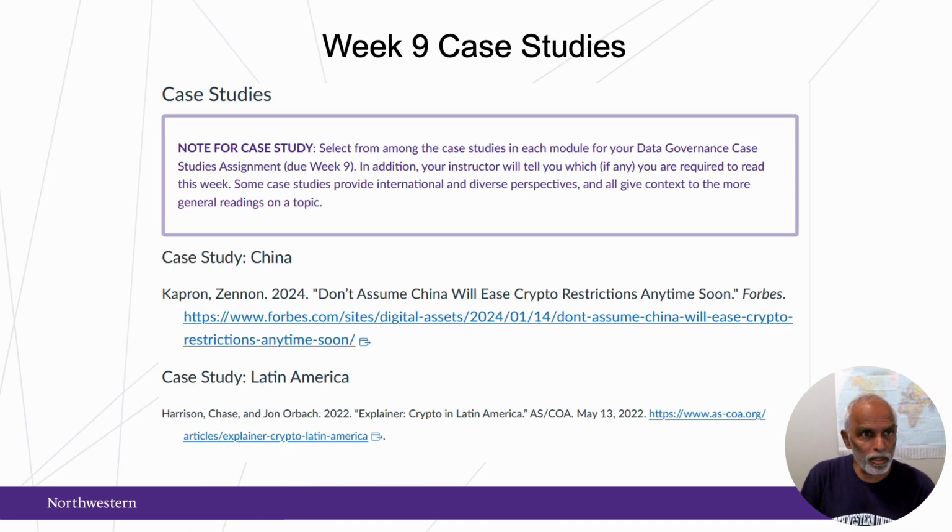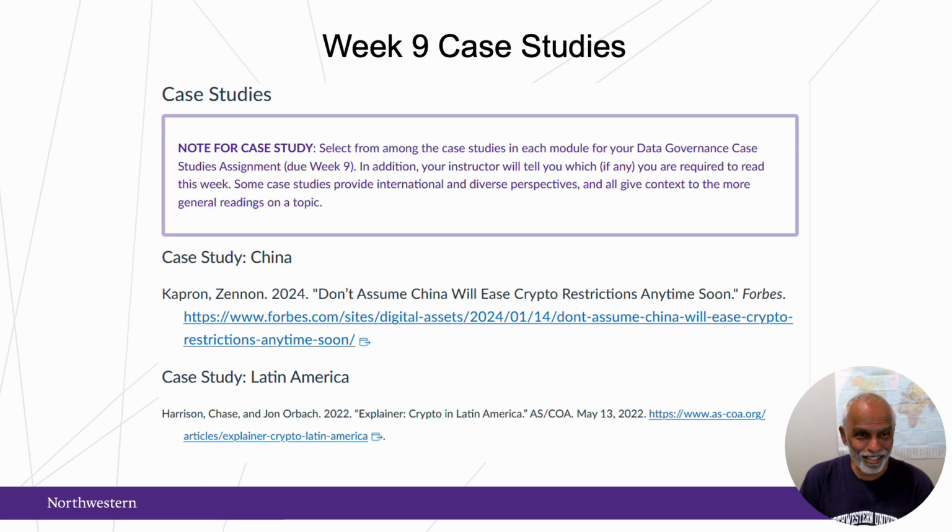So week 9 case studies are the following. There are only 2 case studies you are going to read. Select from among the case studies in each module for your data governance case studies assignment due week 9. In addition, your instructor will tell you which you are required to read this week. Some case studies provide international and diverse perspective and all give context to be more general readings on a topic.